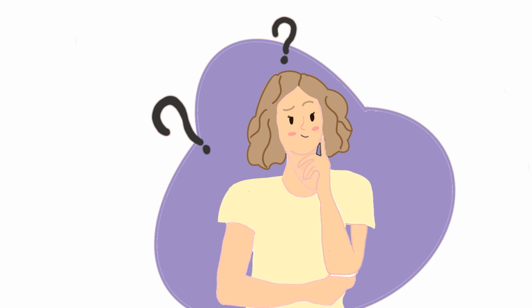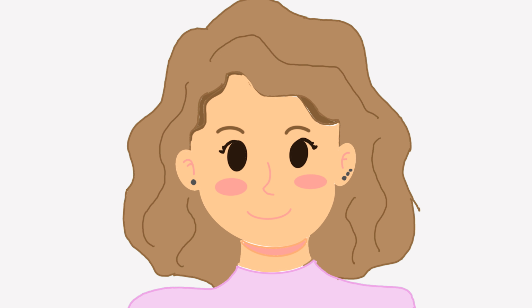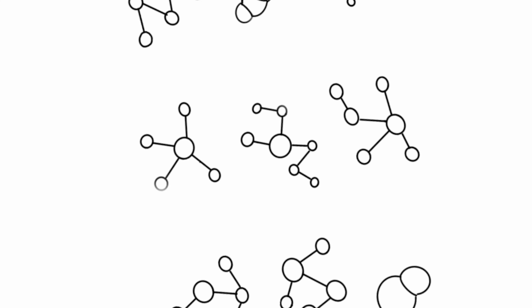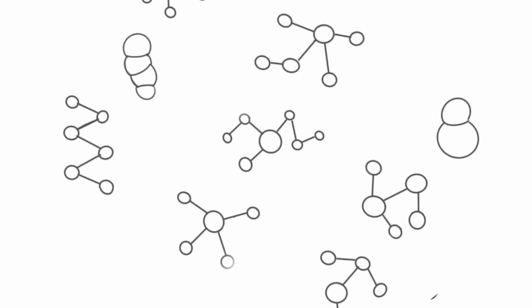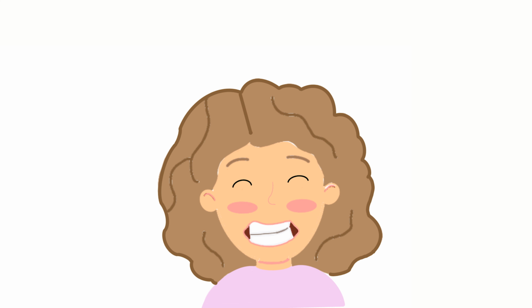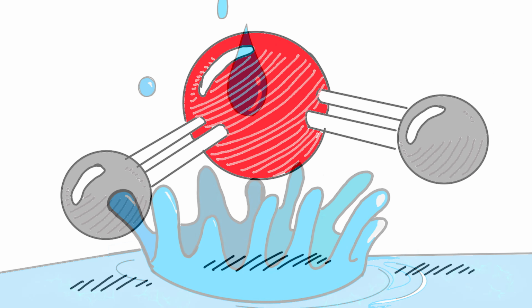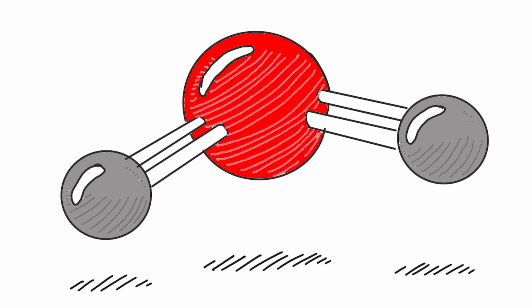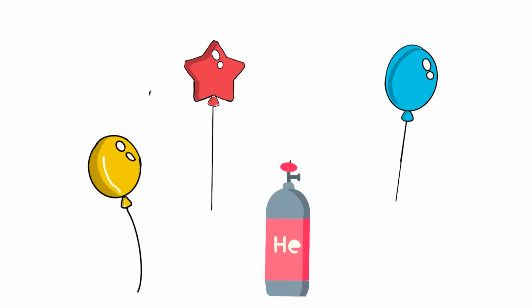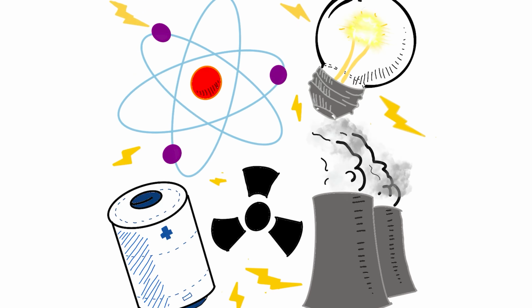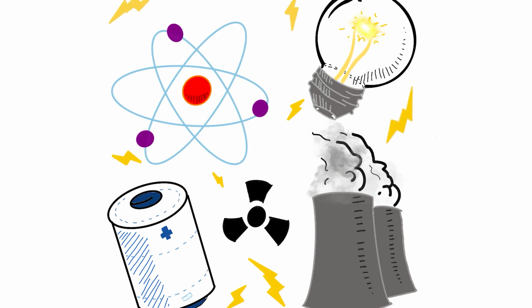Now, let's dive deeper. What are the basic building blocks of matter? The answer is atoms. Atoms are the fundamental units that make up matter. Sometimes atoms bond together to form molecules. A molecule is the smallest part of a unit that retains all the properties of a substance. For instance, a water molecule is made of 2 hydrogen atoms and 1 oxygen atom. Some molecules, like those of helium gas, are made up of just one type of atom. Atoms might be tiny, but they hold tremendous power.